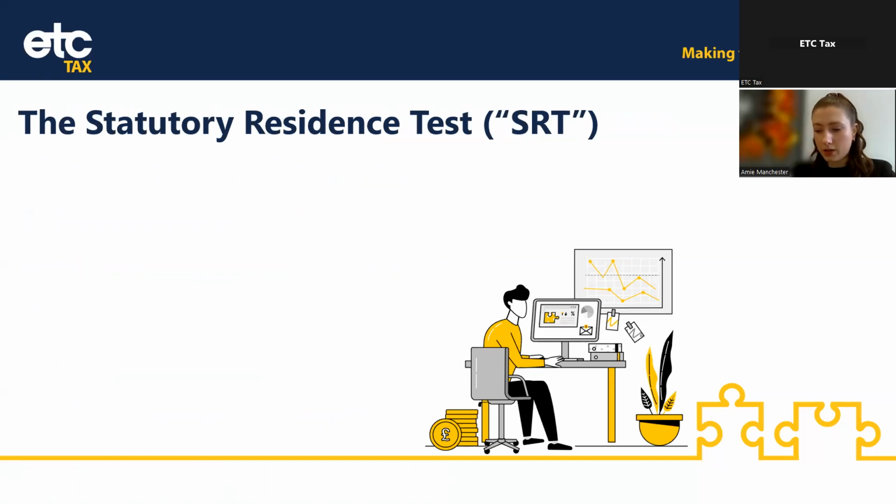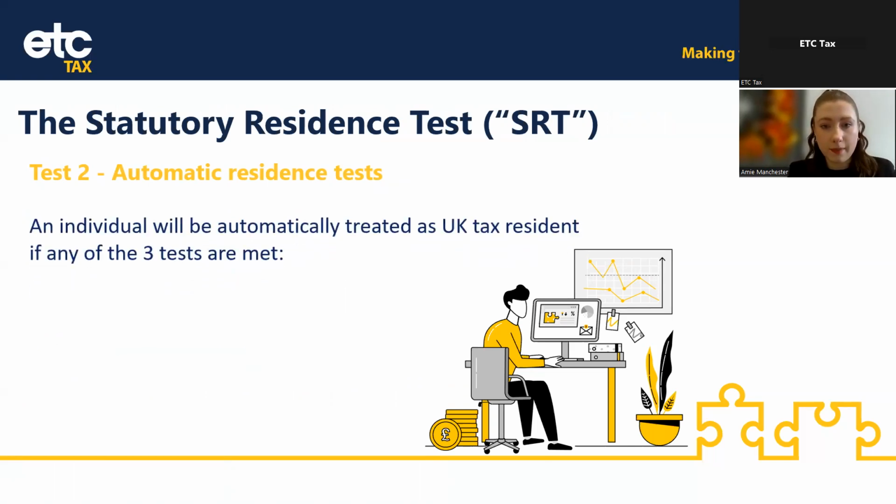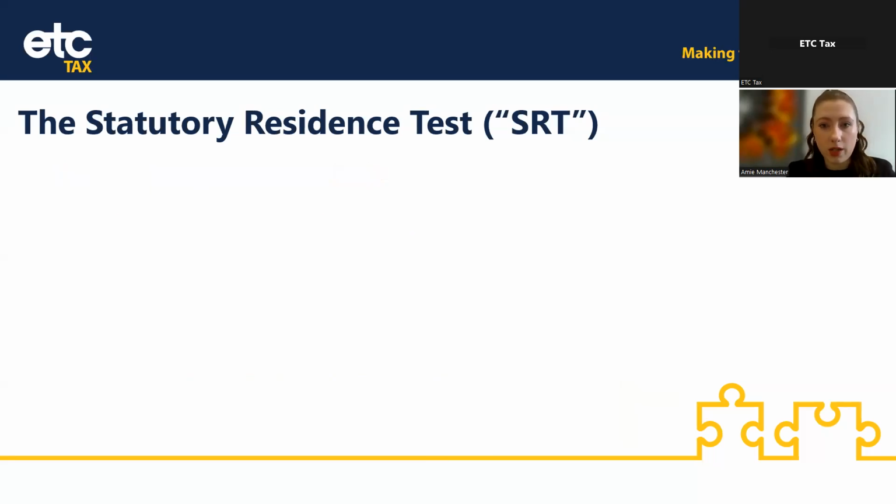So next, let's move on and have a look at the automatic residence tests. We've already reviewed the overseas tests. None of them apply to our client for this particular year. We're now moving on to look at the automatic residence tests. An individual will be automatically treated as a UK tax resident if any of the following 3 are met. And again, we will need to consider them in the order they're provided.